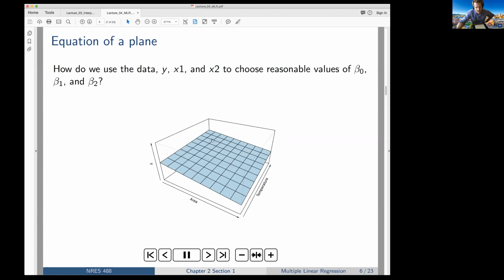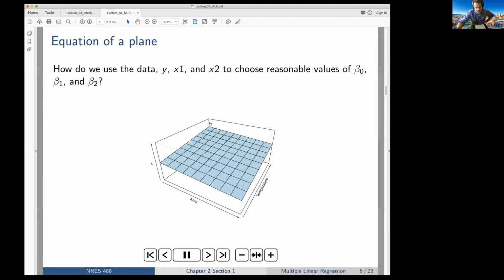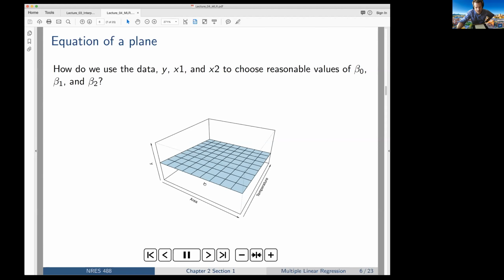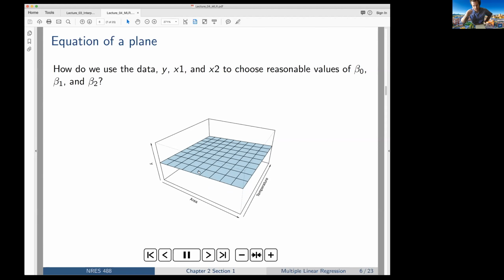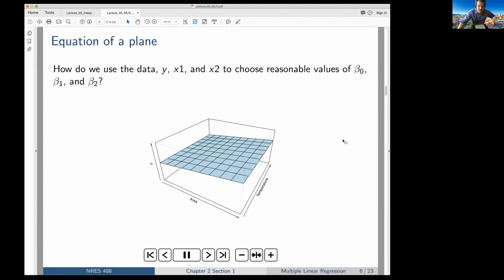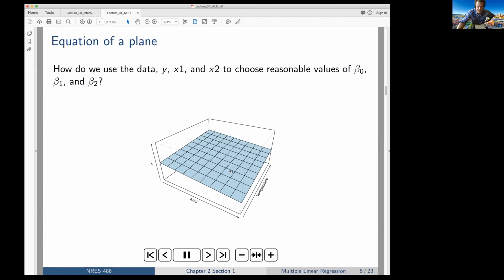It's going up and down. It's like there's 10 different changes in slope for temperature for each change in area. So it's iterating over all of these changes. And what we're trying to do is figure out what the values of beta 0, beta 1, and beta 2 are that best fit this plane here.